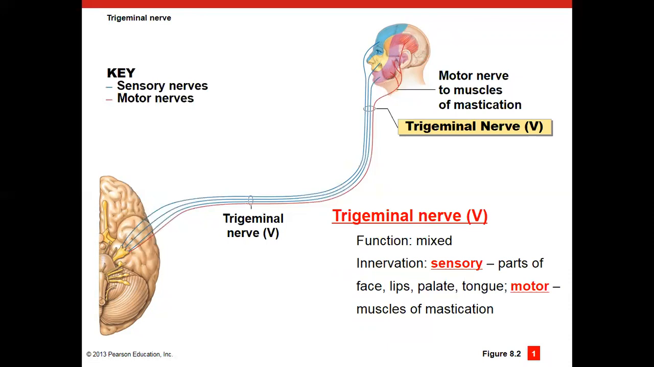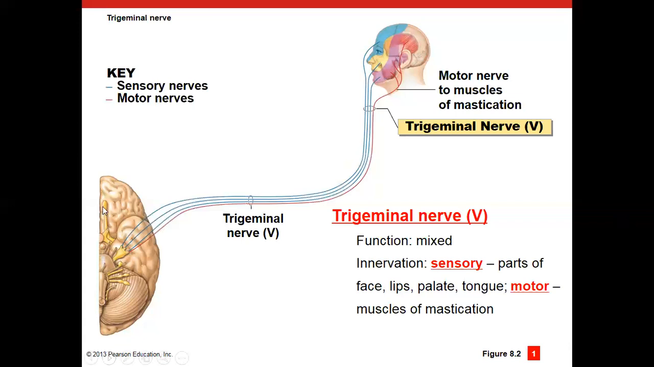So it has some sensory information coming in from the face, the lips, and the palate, and the tongue. So the trigeminal nerve is partly responsible for your sense of taste. And motor is sent to muscles of mastication, and mastication is chewing. So the trigeminal nerve also helps you chew. So there's sensory and motor fibers here. And right here's the trigeminal nerve.